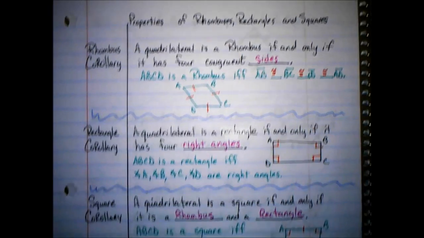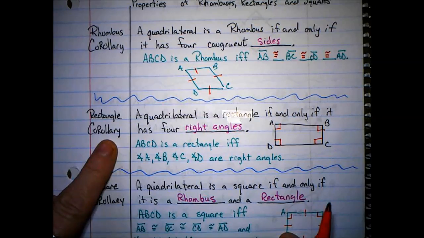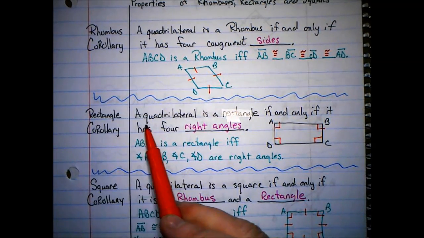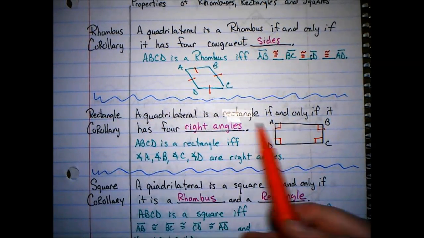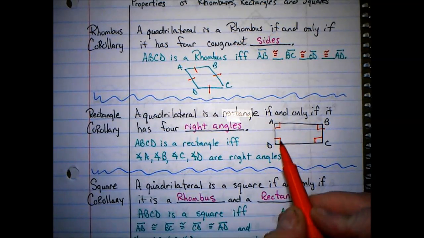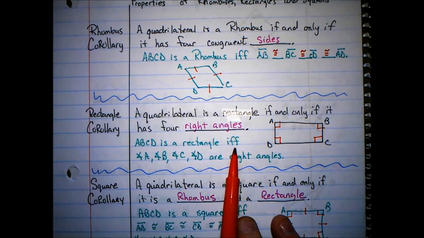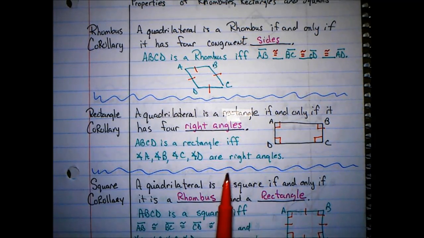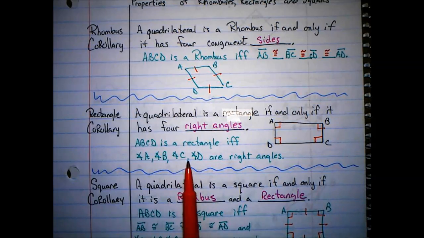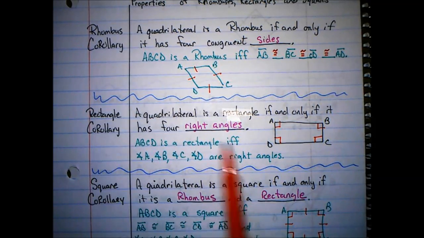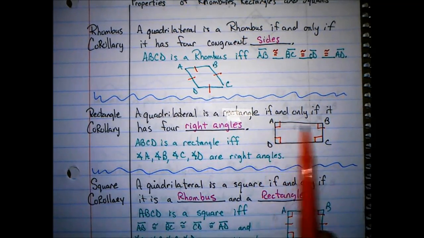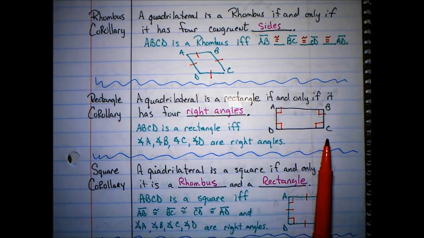On the second corollary, it's for rectangles. It says a quadrilateral is a rectangle if and only if it has 4 right angles, and that's indicated in the picture here with the 4 right angles. And remember, IFF stands for if and only if. So this is what classifies a parallelogram as a rectangle, if the angles are all right angles. So it still has the characteristics of a parallelogram.